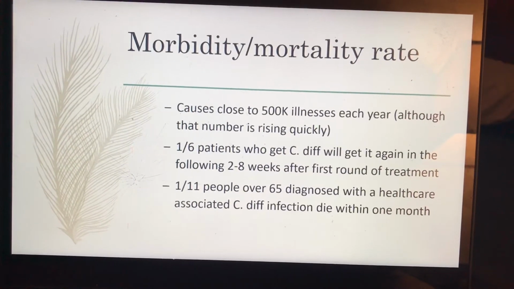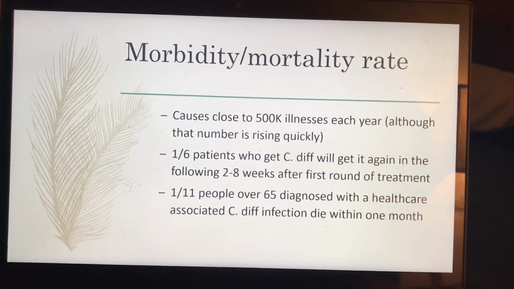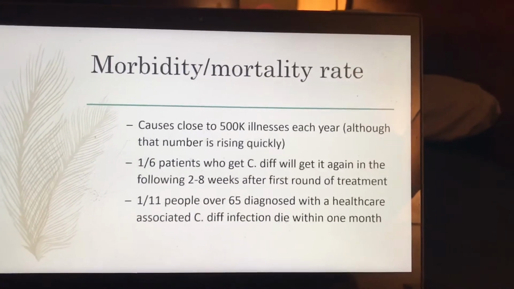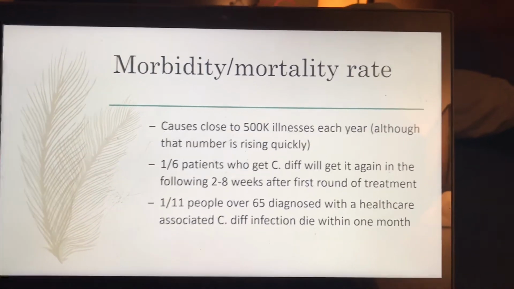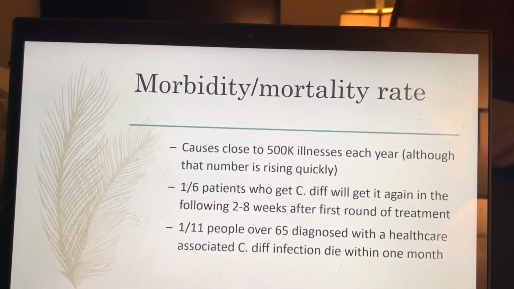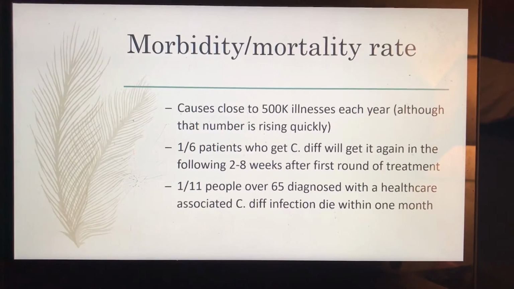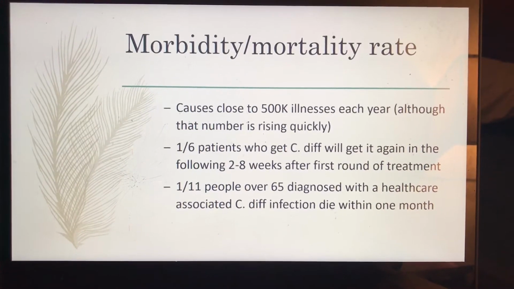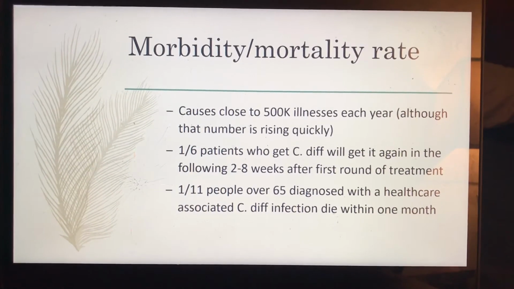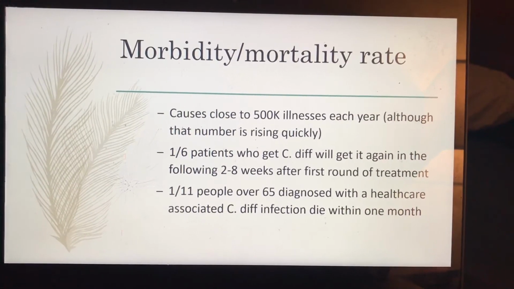So C. diff causes close to 500,000 illnesses a year in the United States, and roughly 15,000 deaths each year. That number has been steadily rising since the bacteria has started to spread more readily. Also, 1 out of 6 patients who get C. diff will get it again in the following 2 to 8 weeks. This would be called a reoccurrence.